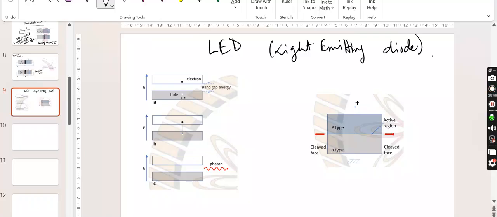And this photon will make the diode a light emitting diode. Whenever the photon is there, the diode is producing photons. So basically it is a light emitting diode. So we can say that when a PN junction is forward biased, it is capable of emitting light.